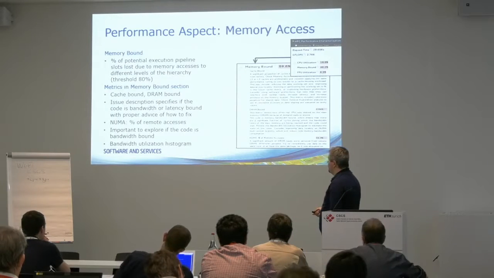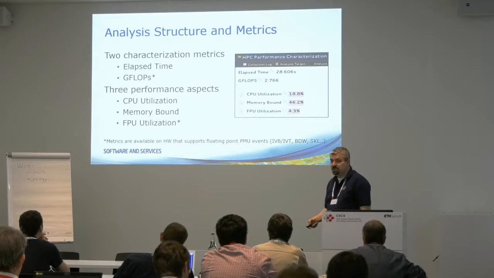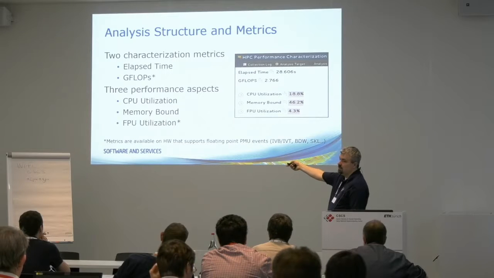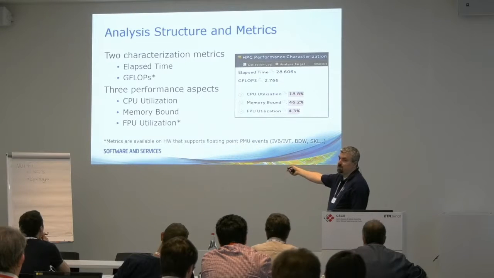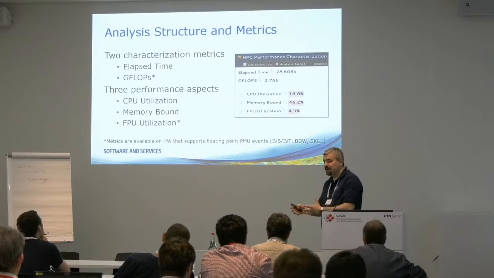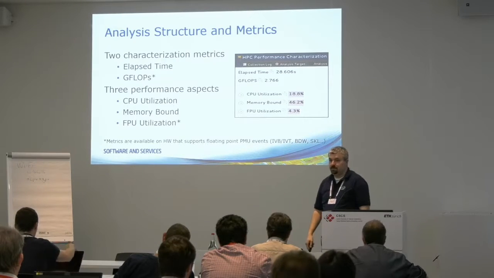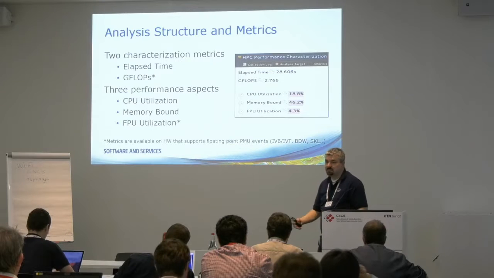The only thing that is really dependent on the machine you're running on is this one, the FPU utilization. On Broadwell, you get more numbers and more accurate numbers than you would get on a Haswell or on a KNL, right? Because the counters are simply not there.